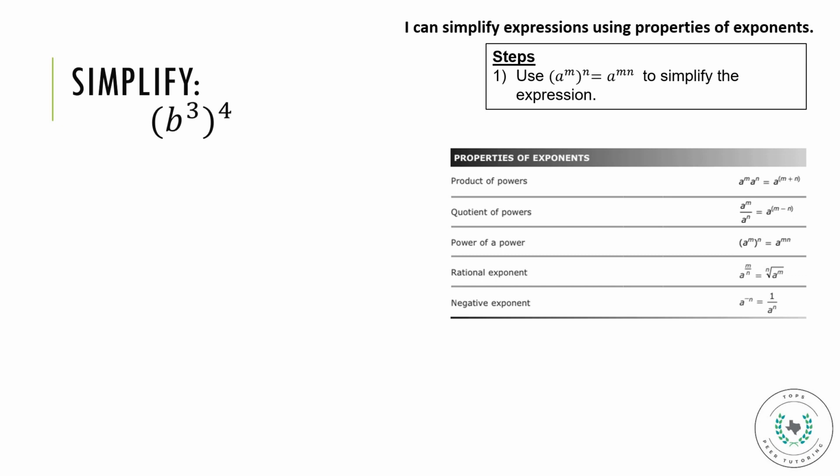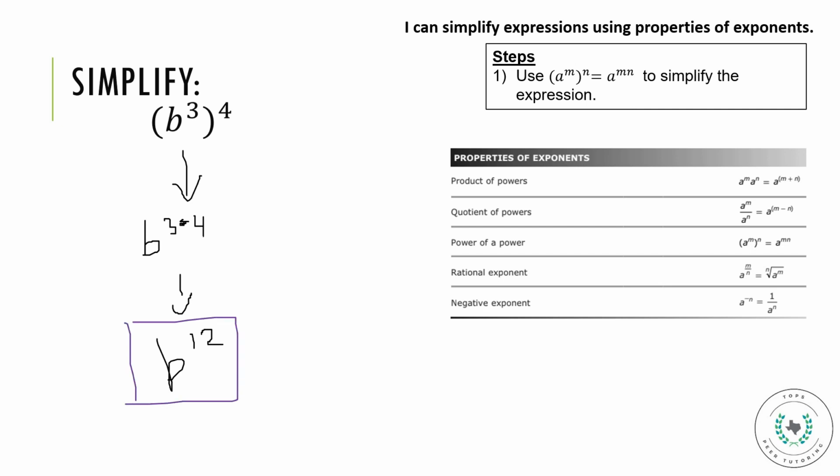So, we can see this again on this slide. It's the exact same ruling. Here you have b to the power of 3, done to the power of 4. That becomes b to the power of 3 times 4. Which then becomes b to the power of 12. As you can see right here.